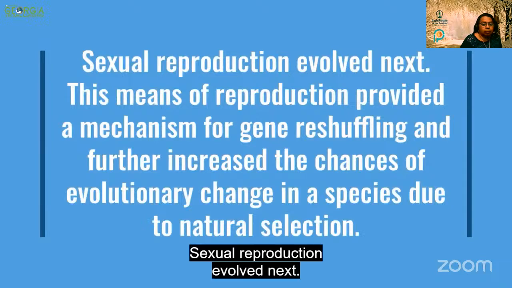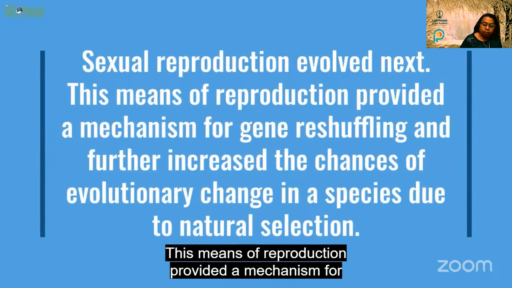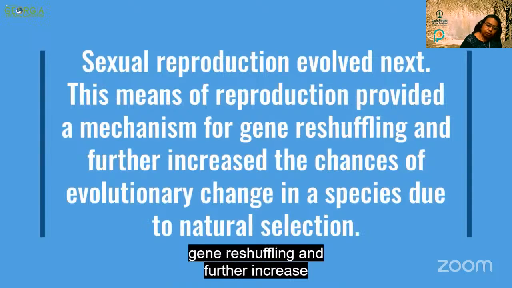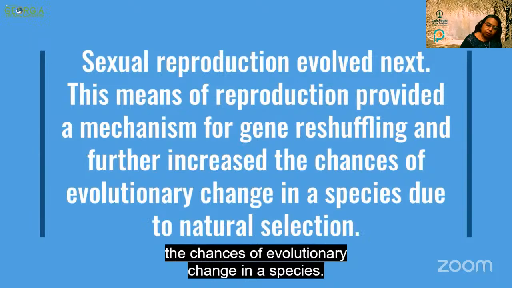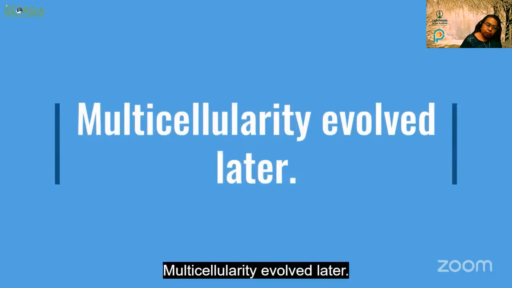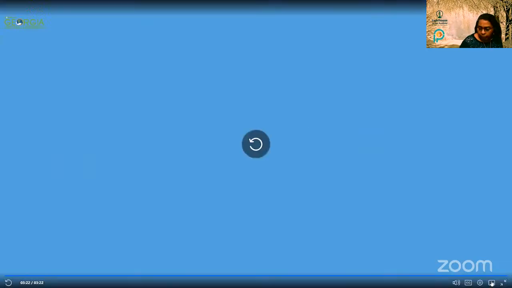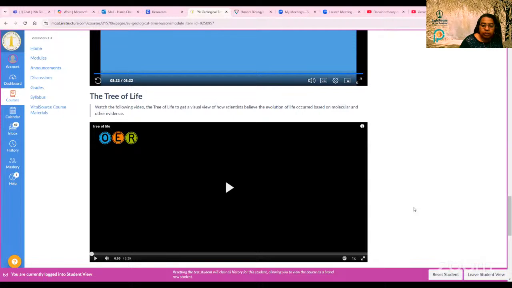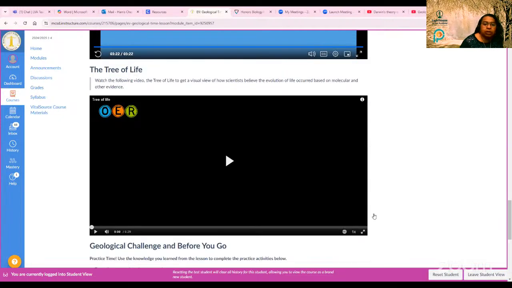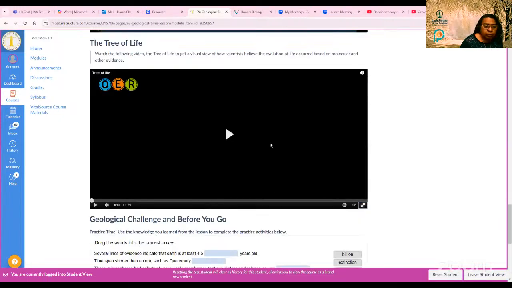Sexual reproduction evolved next. This means of reproduction provided a mechanism for gene reshuffling and further increased the chances of evolutionary change in a species due to natural selection. Multicellularity evolved later. Okay. Again, notice a lot of times they say not fully understood, so these are still theories of what they believe to be the beginnings of time, and so is this one.